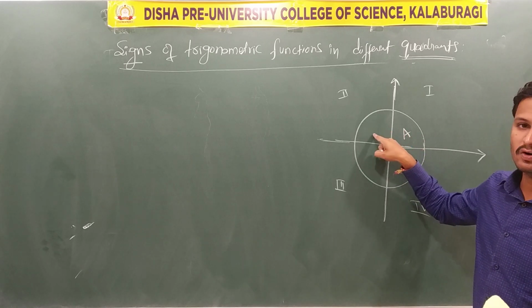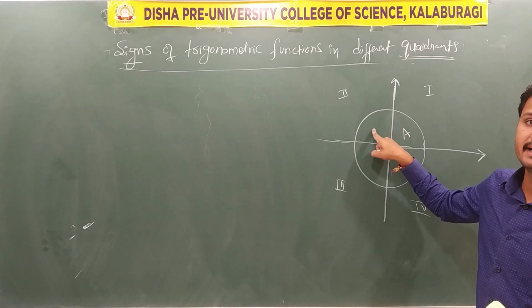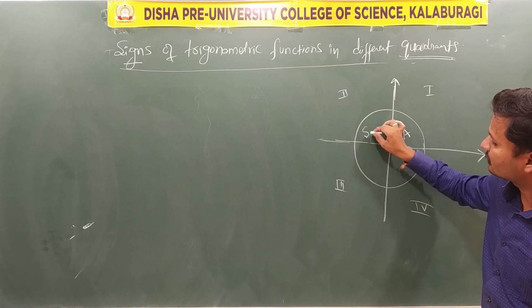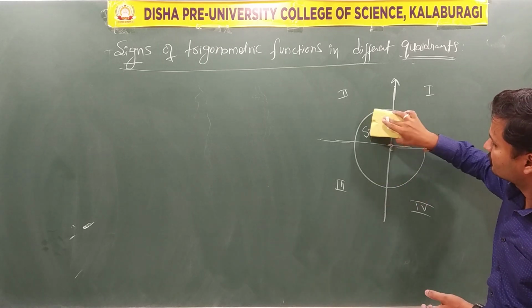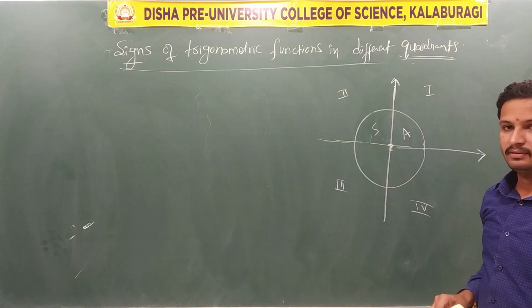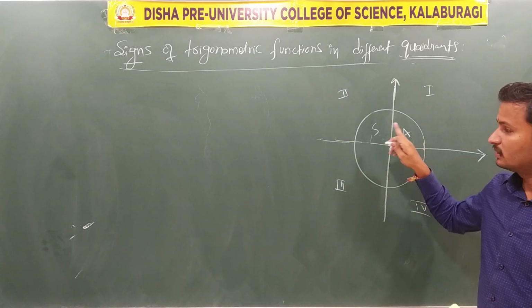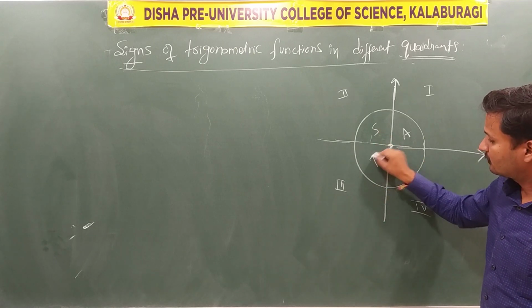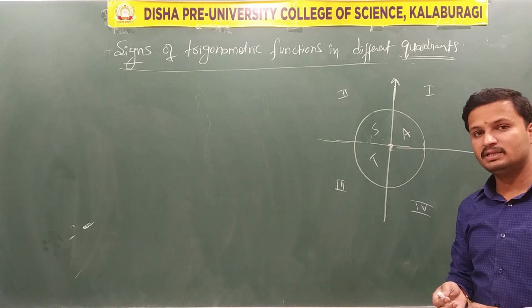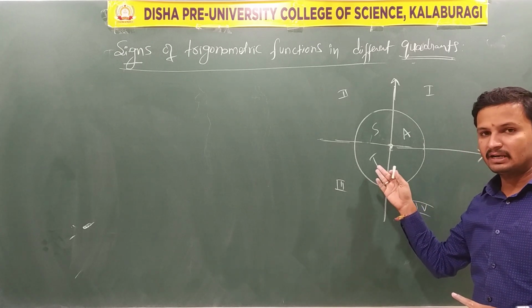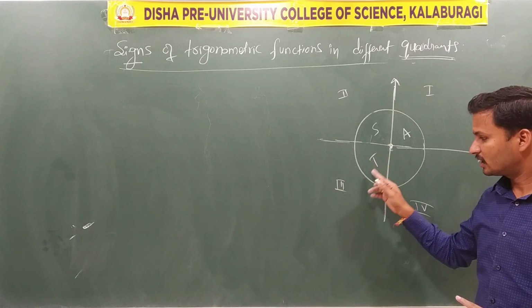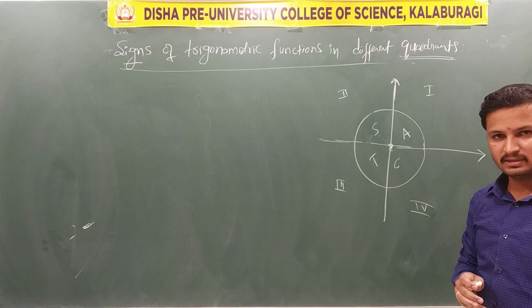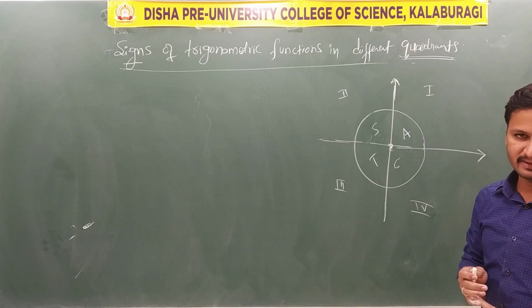Next, in second quadrant, only sine and its reciprocal, that means sine function and cosecant function, are positive. Here all trigonometric functions are positive. Here the sine function and its reciprocal are positive. In third quadrant, the tangent function and its reciprocal, cotangent, that means tan and cot functions, are positive, and in fourth quadrant only the cos function and its reciprocal, that is secant function, are positive.